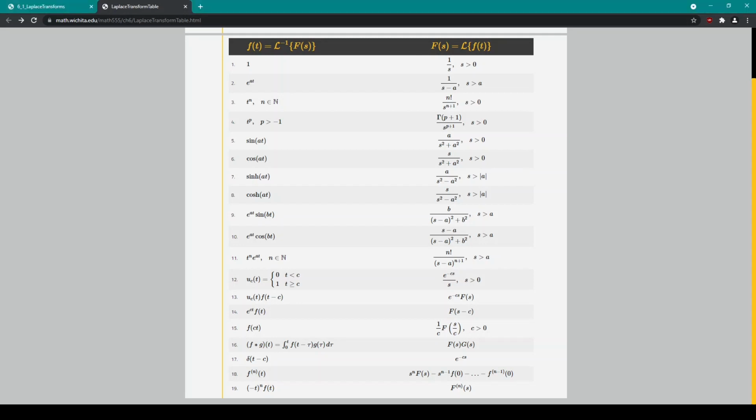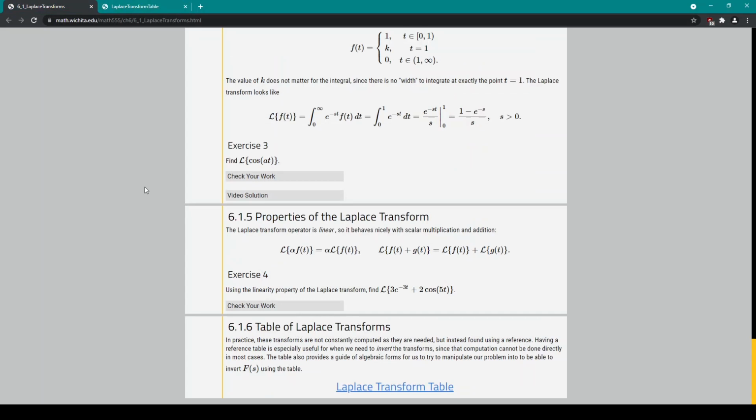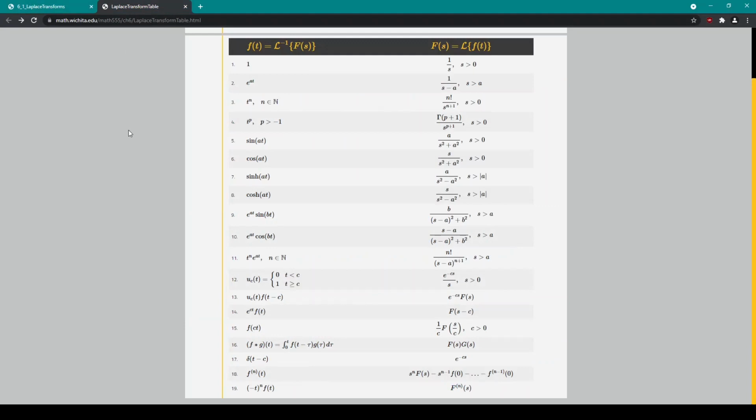But the main point that I wanted to make is that, at least for now, the way that you will need to access the table is this link at the bottom of 6.1, and I will try to make sure that I can get a direct link to the table on the table of contents page for the course.